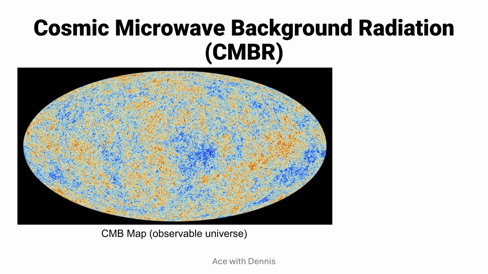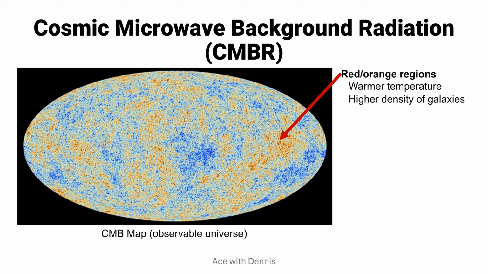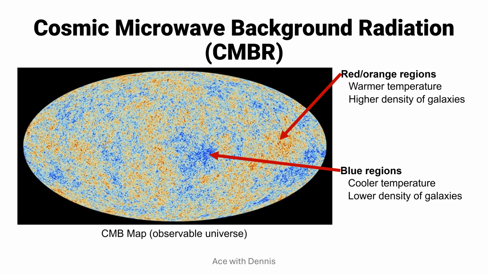This is a CMB map which covers the observable universe. As you can see from the map, there are two regions here. The first region is the red or orange regions. They have warmer temperature and higher density of galaxies. The second region is the blue regions. In this region, they are cooler in temperature and have lower density of galaxies.